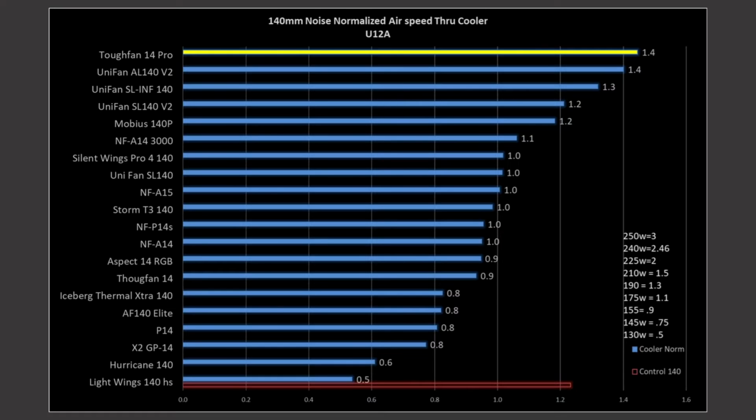And in noise normalized results, the Toughfan 14 Pro is the best fan I've tested in the 140mm class category. Just hands down, the best, beating out everything else. I recently tested the AL140 version 2 from Lian Li Unifan, and it was very impressive, but boom, the Toughfan 14 Pro just crushed it. Prior to this testing, the SL Infinity was the top ranked one. So again, just proving its stuff.